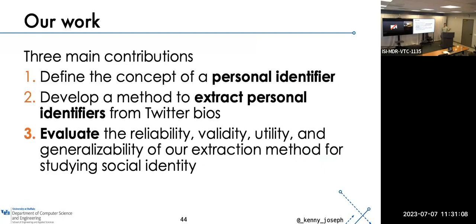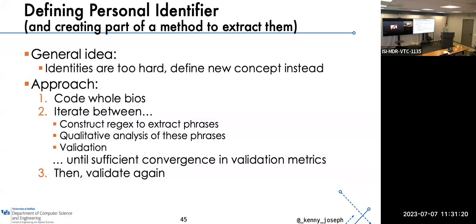We're going to construct a very, very simple way to extract these out from bios, which is just a regex. And then we're going to do a whole bunch of evaluation. I'm trying to decide how much to say; I'm going to stay pretty surface level, and I'm happy to dig in more at the end. But again, the general idea is that identities were too hard, but it was much easier to think about phrases that signal identity.